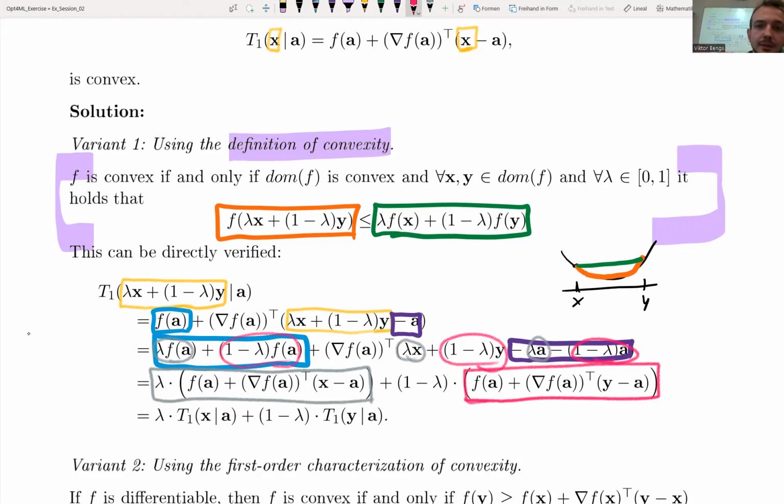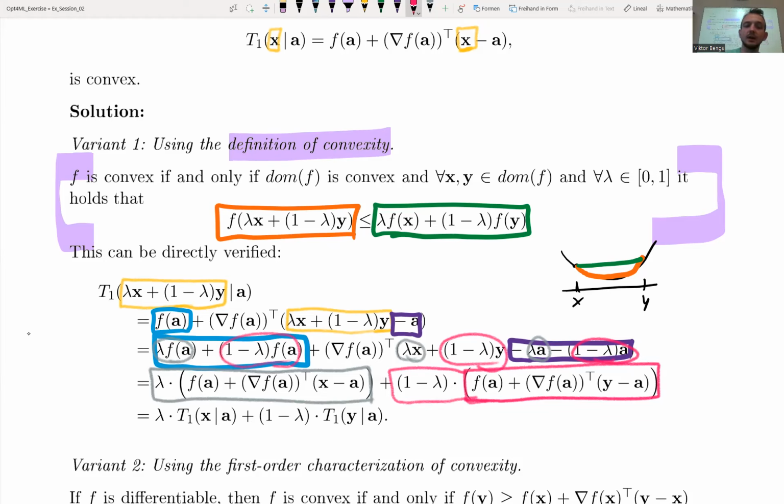Okay, but the gray one. So here I haven't included the 1 minus lambda, which is of course also included. And now the gray one. This is nothing else than lambda times the first Taylor approximation evaluated at x around the point A. The pink one, or whatever color this is, is the first order Taylor approximation around y for A.